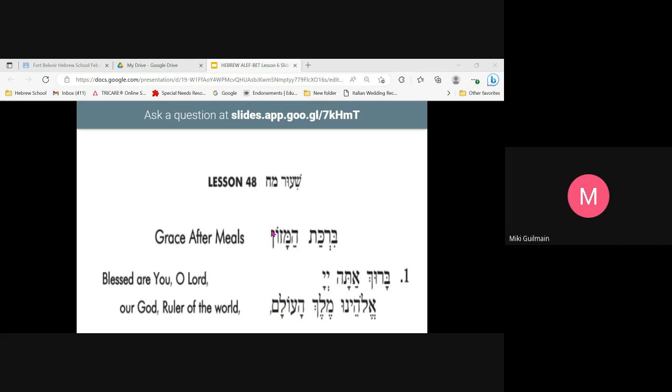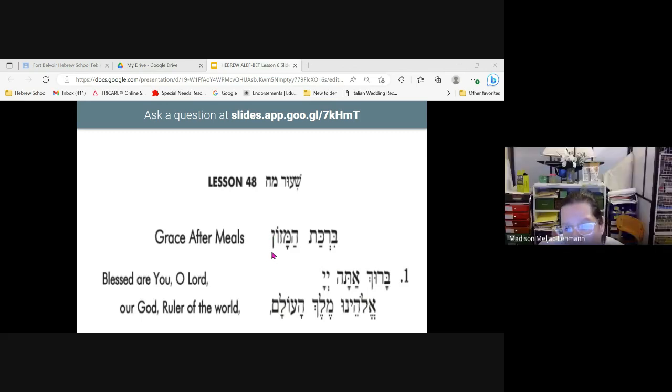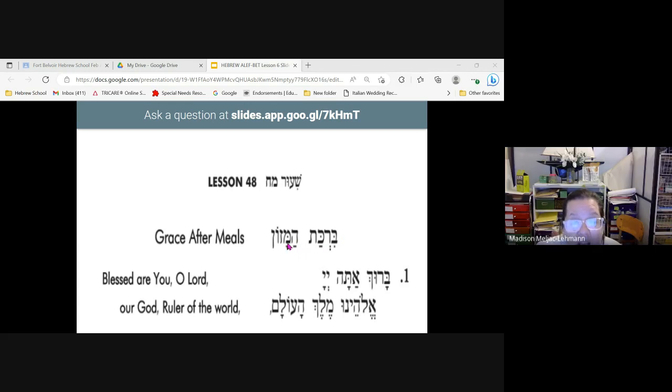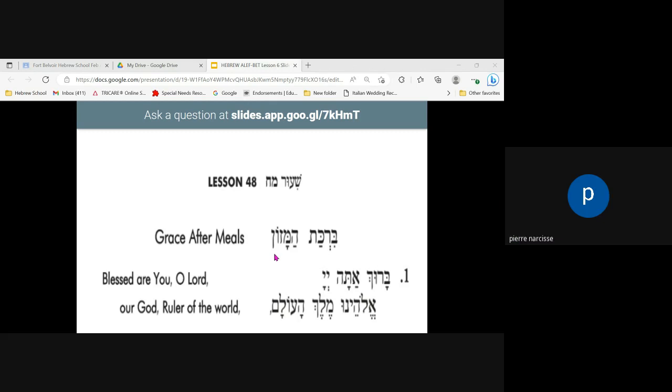Nun. Yeah. So see, this is a good page to show you. This is why I grabbed this prayer. Up here, Birkat Hamazon. Say it again. Birkat Hamazon. Ha ma zone. Yeah, Birkat Hamazon. Perfect.